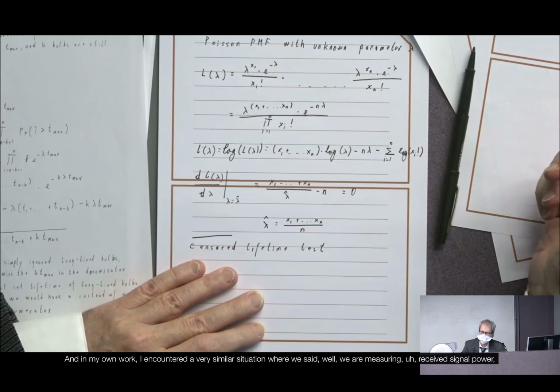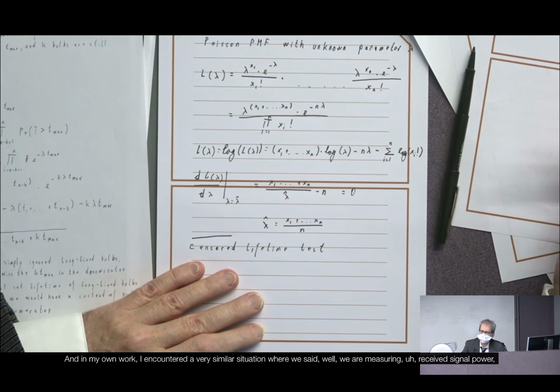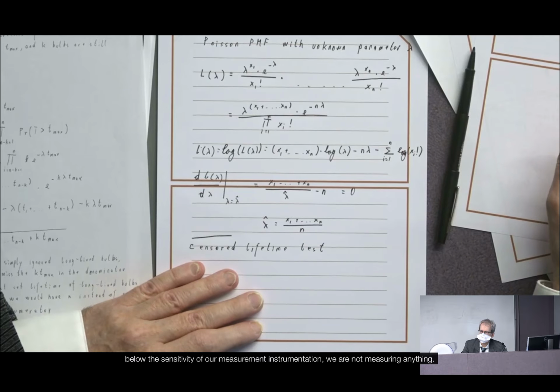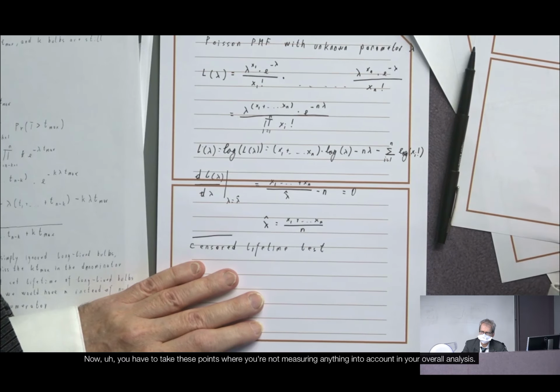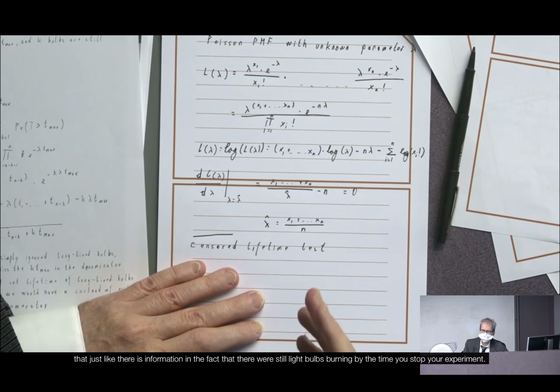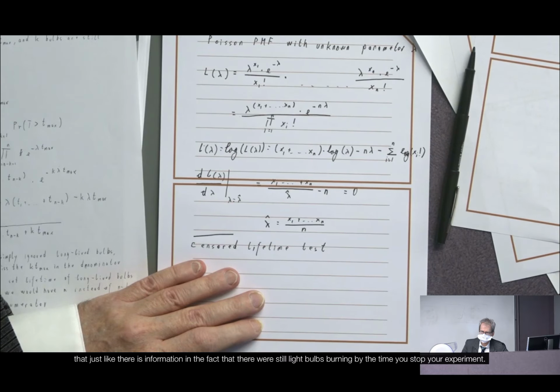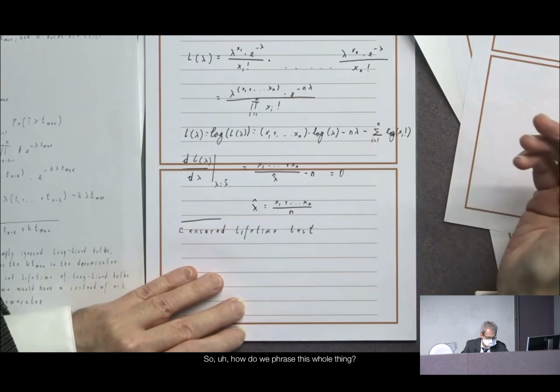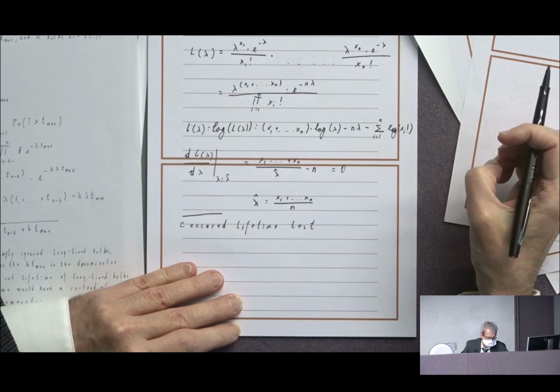And in my own work, I encountered a very similar situation where we said, well, we are measuring received signal power, but if that received signal power falls below the noise threshold, below the sensitivity of our measurement instrumentation, we are not measuring anything. Now, you have to take these points where you're not measuring anything into account in your overall analysis. If you just disregard them, you get the wrong result, because there is information in the fact that you cannot measure it. Just like there is information in the fact that there are still light bulbs burning by the time you stop your experiment. So how do we phrase this whole thing now mathematically?